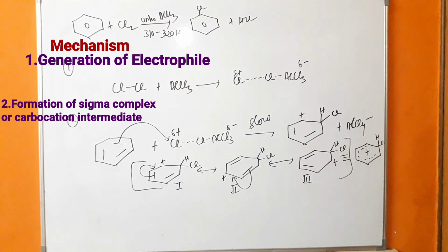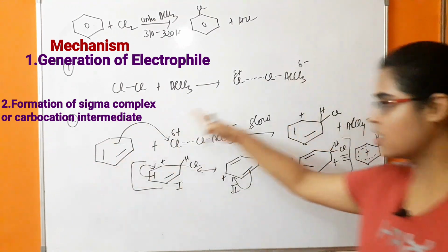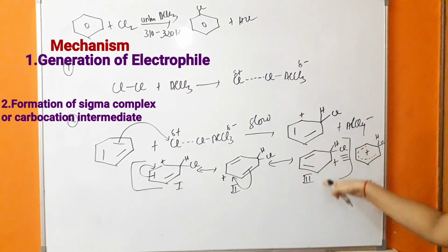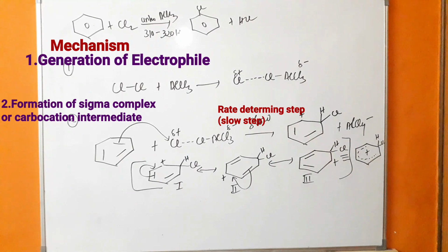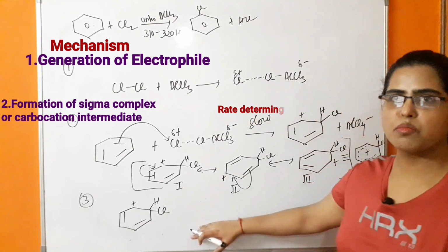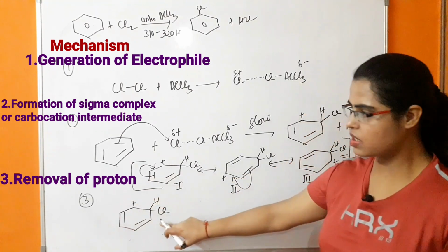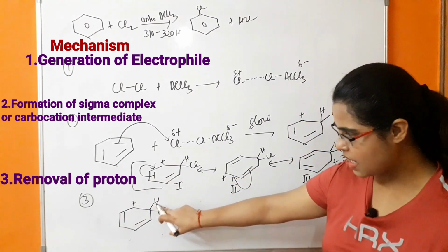Why is this the rate determining step? Why is it slow? It is because more stable benzene is converted into less stable carbocation. Because of that, this reaction is slow and it is rate determining. There is removal of proton taking place in the third step. So this is the sigma complex from which there will be removal of proton, that is H plus.